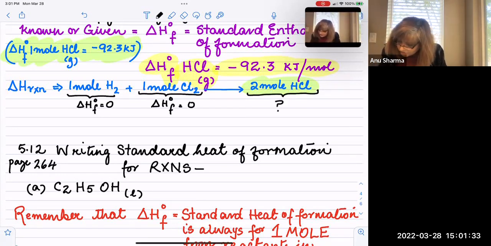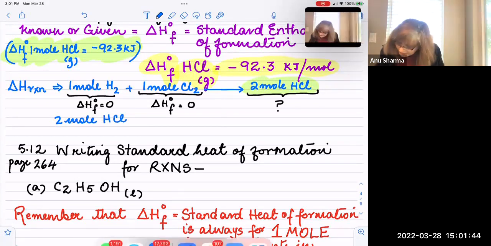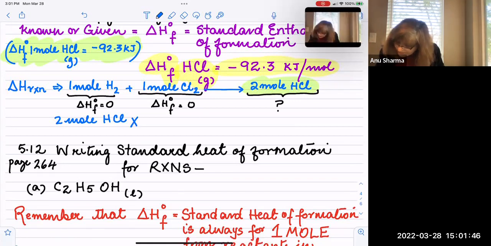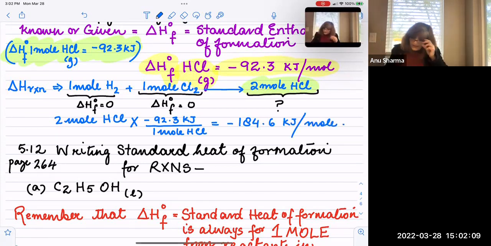That's what they're asking. So all you need to do is write down 2 moles of HCl times negative 92.3 kilojoules of heat when 1 mole of HCl is formed. So basically it's just a simple multiplication, and that gives you negative 184.6 kilojoules. Okay.